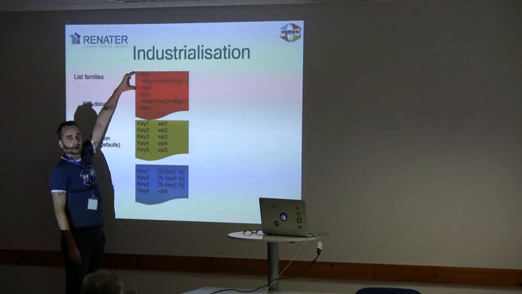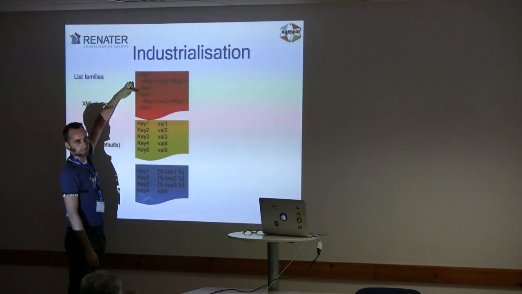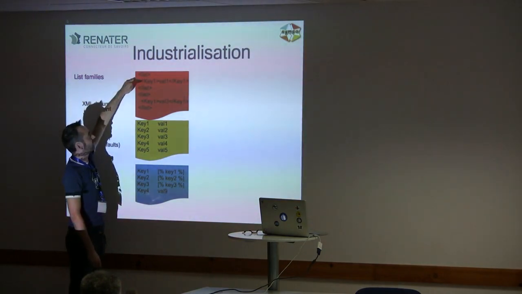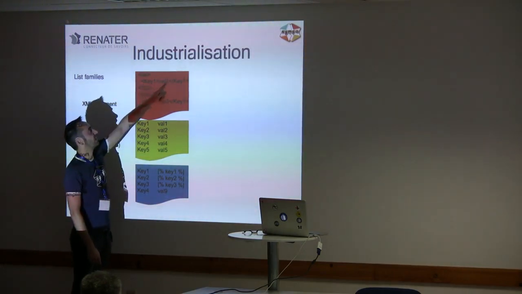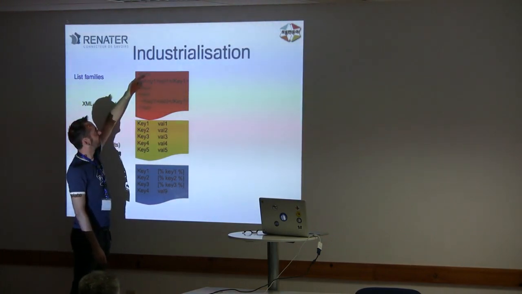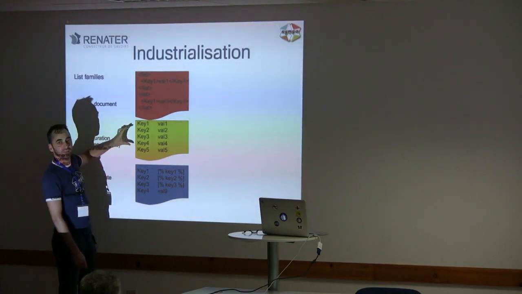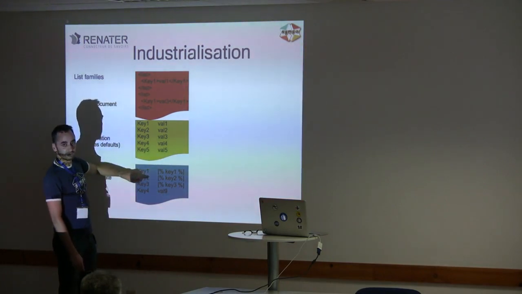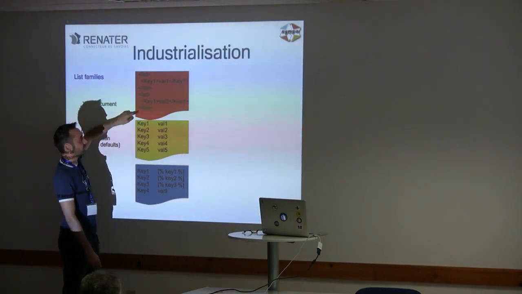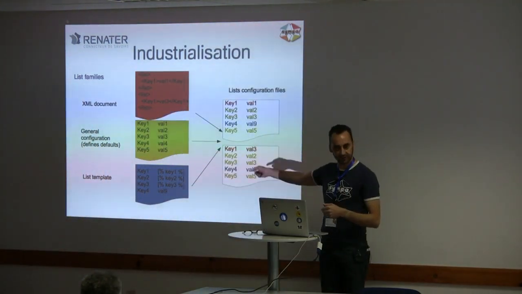For each list we want to create, we have a list tag. Inside this, we have several XML tags. The name of the XML tag is the name of a parameter, and it contains the value for this list. And you can make as many list tags as you want. So all you have to do is create this XML file only once. Then, with one single command of Sympa, you create all the lists.